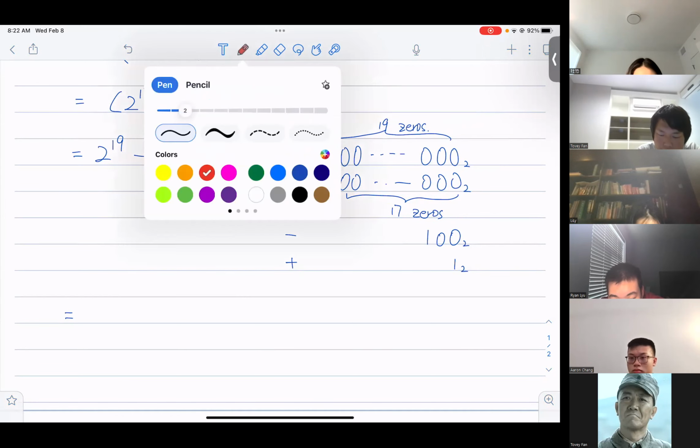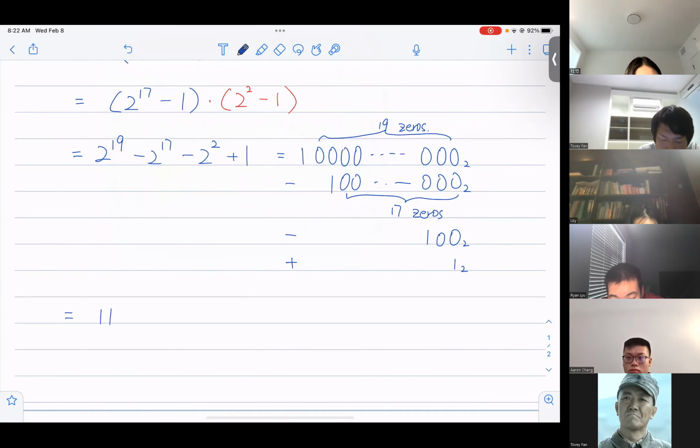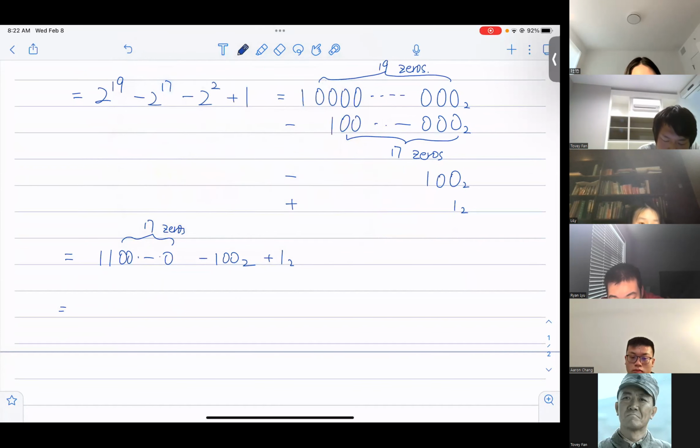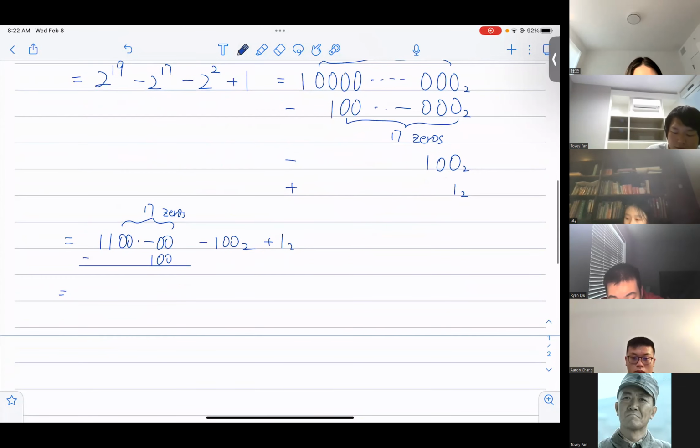Okay, so if that makes sense, we write down 1, 1, and then 17 zeros, and then minus 1, 0, 0, and plus 1. Okay, and then we do 1 minus 1, 0, 0. So let's write down one more 0 here, 1, 0, 0, minus. Okay, here again, you have 0 minus 0, 0 minus 0, so you have a 0 here, you have a 0 here. And then this is another 0.